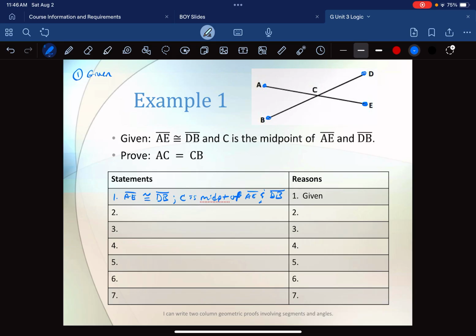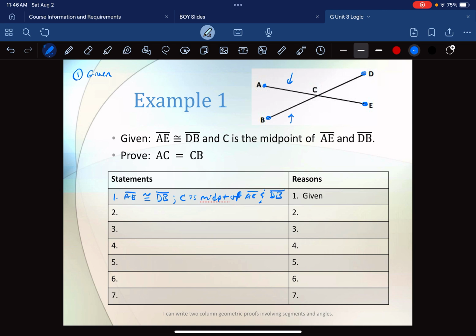Now look at what I'm trying to prove. I'm trying to prove that AC is congruent to CB. So I'm trying to prove that this segment is congruent to that segment. In other words, I'm trying to show that those segments are the same length. Does it make sense that they're the same length? Because if I say C is the midpoint of AE, what's true about AC and CE? Well, they've got to be equal. That's the definition of midpoint. It's also the midpoint of BD, so BC has to be congruent or equal to CD, because that's also the definition of midpoint.